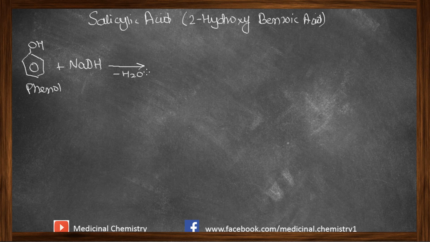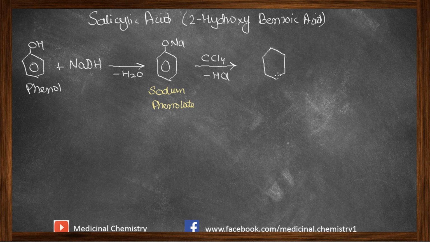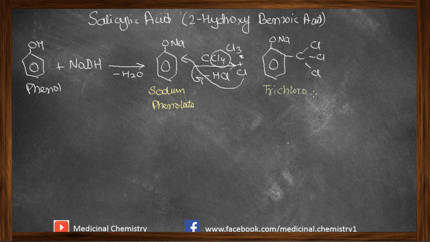In the presence of sodium hydroxide, it will cause removal of one water molecule and ultimately form sodium phenolate. This sodium phenolate undergoes reaction with CCl4, leaving behind one molecule of HCl, and it will subsequently form like this way: 3Cl from this carbon atom will attach to this sodium phenolate, and 1Cl replacing hydrogen in the sodium phenolate will be removed as HCl. So it ultimately formed trichloromethyl sodium phenolate.